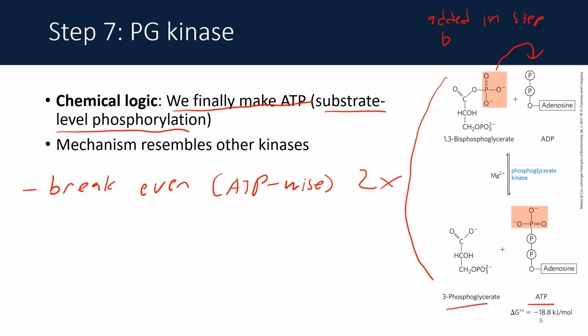Even better, we already know the mechanism for practically all kinases. It's going to be pretty similar to that of hexokinase. ADP is the nucleophile, and this phosphorus is going to be the electrophile. ADP will swoop in, attack, and break the bonds between the phosphorus and the sugar acid.